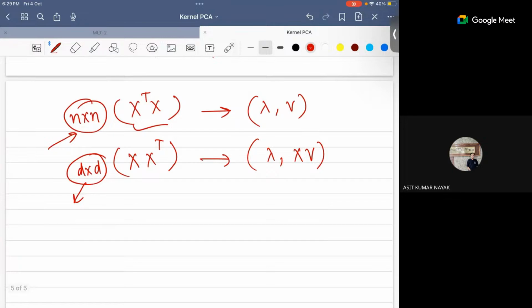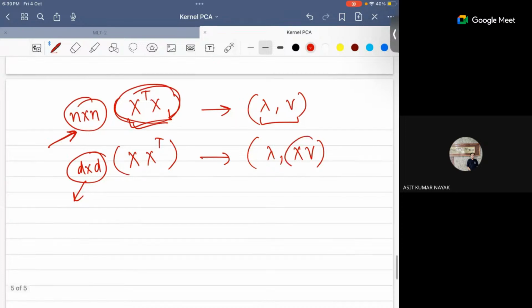We thought, why can't we do the operation on x transpose x, that is n cross n? That matrix is very small as compared to d cross d. So we worked on this. Let's say lambda and v were the eigenpair corresponding to x transpose x, the n cross n matrix. Why can't we take the help of that matrix? If we are able to calculate the eigenvector corresponding to x transpose x, that will help us get the eigenvector corresponding to x transpose also.